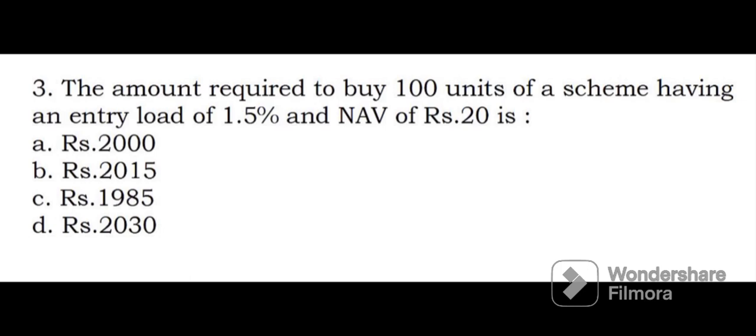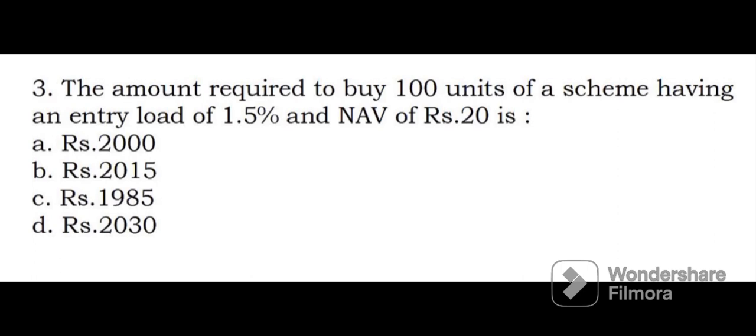So question number 3. The amount required to buy 100 units of a scheme having an entry load of 1.5% and NAV of 20 is option A, rupees 2000, option B, rupees 2015, option C, rupees 1985, option D, rupees 2030.